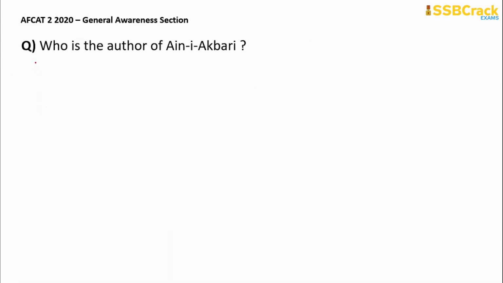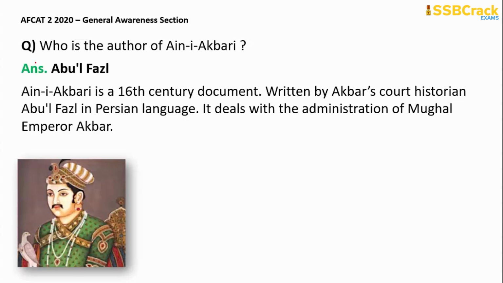Next question was, who is the author of Ain-e-Akbari? A very repetitive question in the examinations. So the correct answer is Abul Fazl. Abul Fazl was the author of Ain-e-Akbari and also Akbarnama. Ain-e-Akbari is a 16th century document written by Akbar's court historian, and Abul Fazl was the court historian of Akbar. He wrote Ain-e-Akbari in the Persian language.